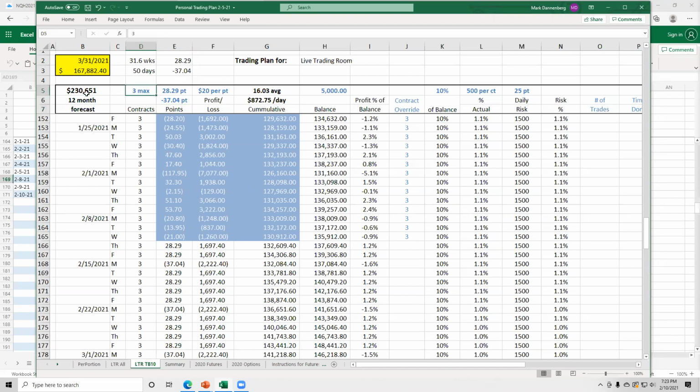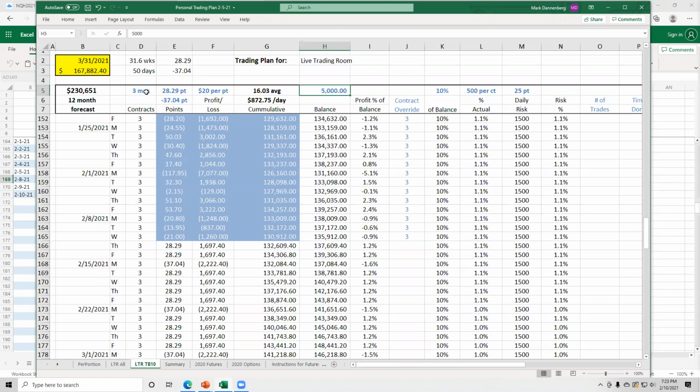We're capped at 3 contracts, and our 12-month forecast is $230,651. Again, this account started with $5,000. So this is all the process of tallying up our winning days, our losing days, establishing our run rate. The personal trading plan is doing all of this for you, and then using those same run rates to project forward. Now, one last thing, and I'm going to get to the Q&A, the questions here.